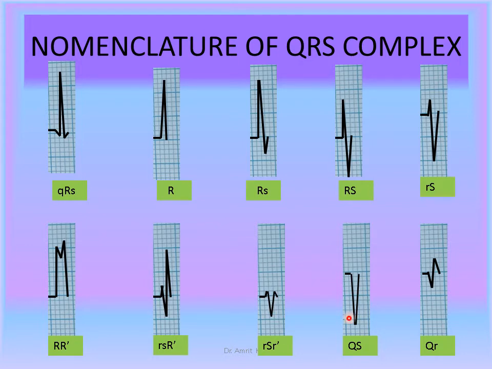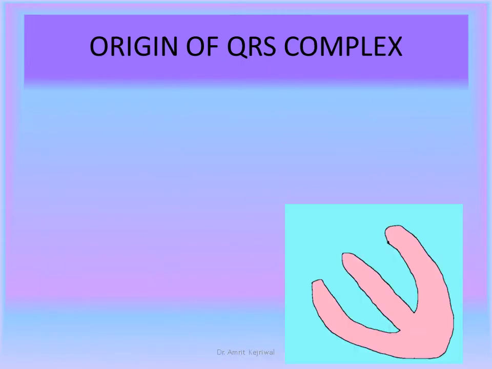In the next we've got a QS wave. There is no wave going in the positive direction, so it is a QS wave. And we've got a Q wave which is followed by a small R wave, so a capital Q and a small r wave. These are the different nomenclatures of the QRS complexes.